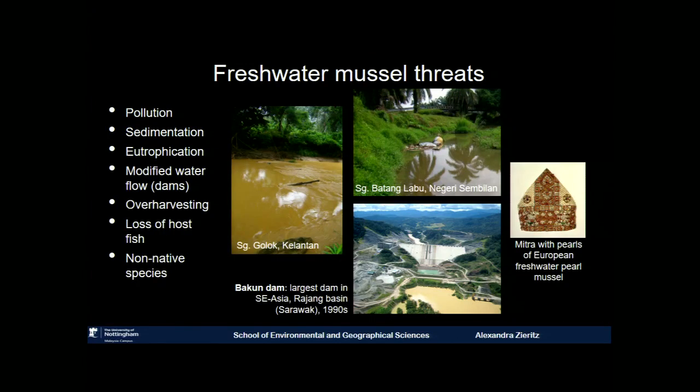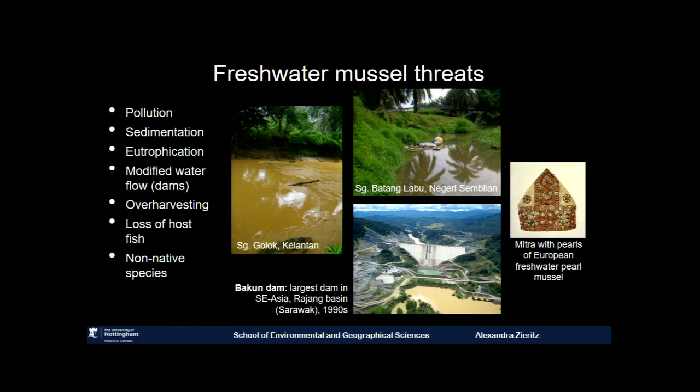The main threats that we know of, or that are usually given in the literature, which is based mainly on temperate data, are these here. So pollution, sedimentation, eutrophication, that's nutrient enrichment. Of course, dams will kill off a lot of the populations for hundreds of kilometers up and downstream of the dams. Because these are benthic animals, so they live on the bottom and they are filter feeders, so if you change the environment, they will die. They can't move anywhere. Then there is loss of host fish, so they need host fish to reproduce. If you lose this fish, you will lose your mussels, and non-native species sometimes displace them.